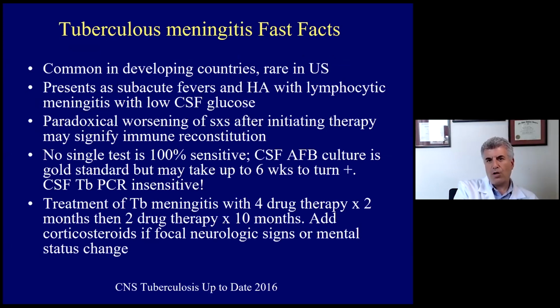But this was tuberculosis. And some important things to remember is that it's common in developing countries, but rare in the United States. It presents as subacute fevers with headache, with lymphocytic meningitis with a low CSF glucose. So that's an unusual finding. That subacute nature of the clinical course with the lymphocytic meningitis and a low CSF glucose is a real clue, very important, and not a lot of things do that. Paradoxical worsening of symptoms after initiating therapy may signify immune reconstitution.